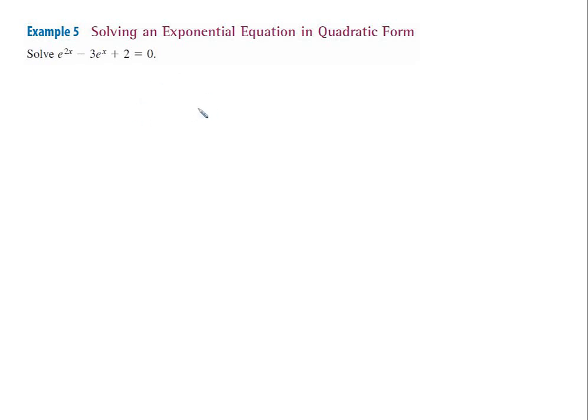Alright, so let's take a look at another example here. Now this is an exponential equation, but it's different because it's in quadratic form. So when you get a problem like this, you have to recognize, hey, that looks like a quadratic. I'm going to set it equal to 0. And then what you're going to do is factor this. I know it looks kind of weird to factor, but basically this is e to the x, and you have minus 2 and minus 1.